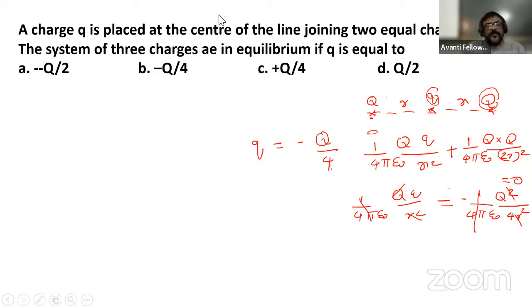Okay. Anybody posted the answer? Okay. Some option 3, maybe for the last question. So the option is, here it is, option B, negative Q divided by 4. Okay. Now we will move to the next question. All these are multiple choice questions first.